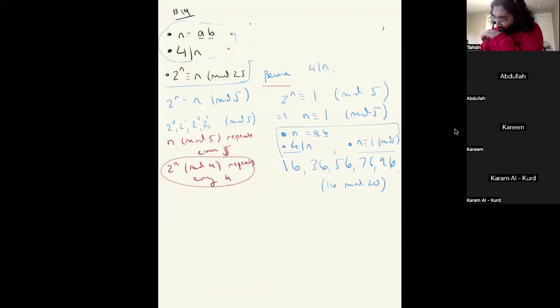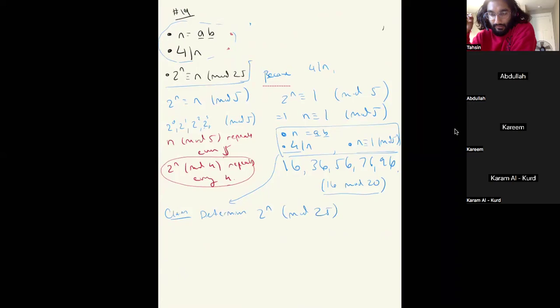So far we have this. So here's my point. Claim. What's the claim? This information, I say 4 divides n and n is congruent to 1 mod 5, or in other words, n is 16 mod 20. I claim this determines 2 to the n mod 25.